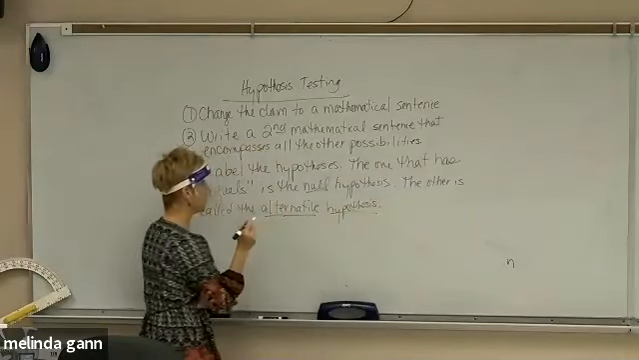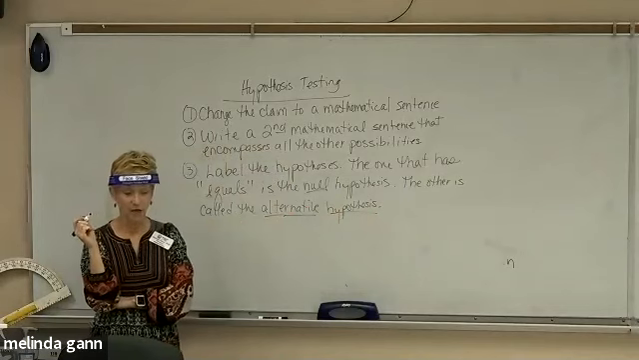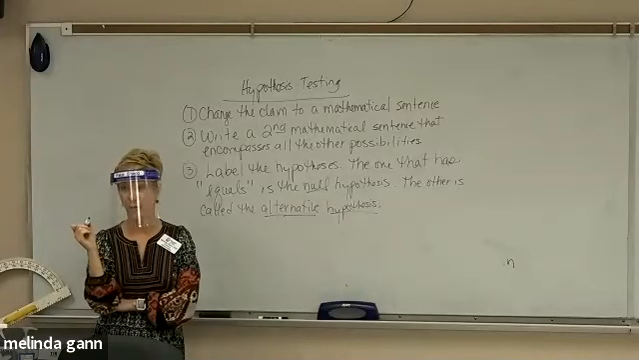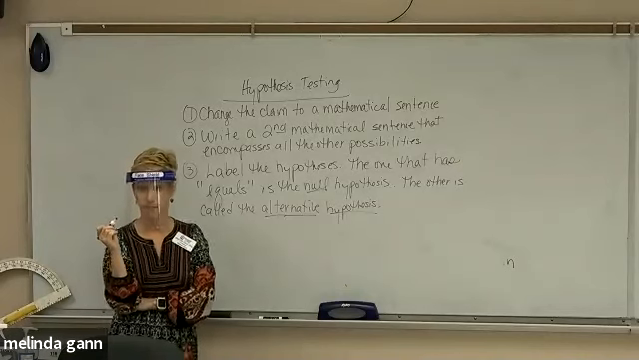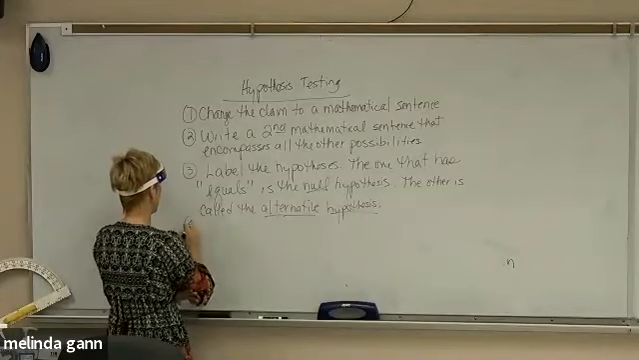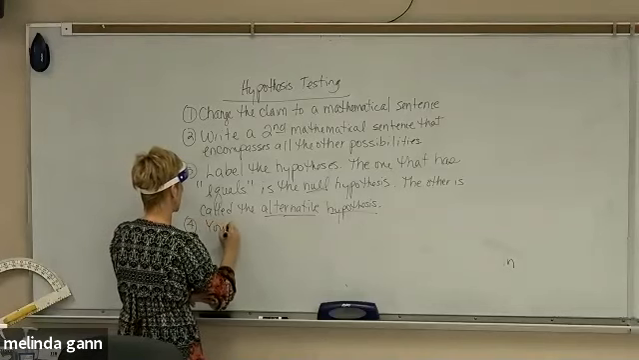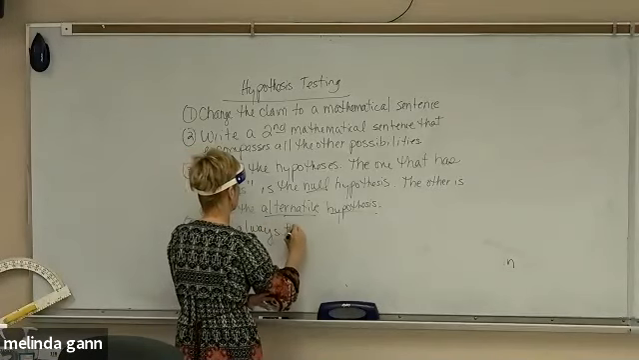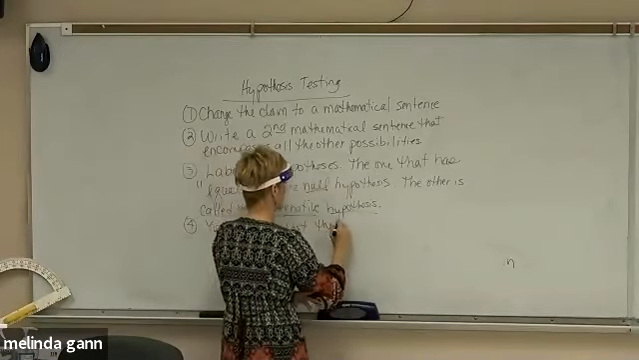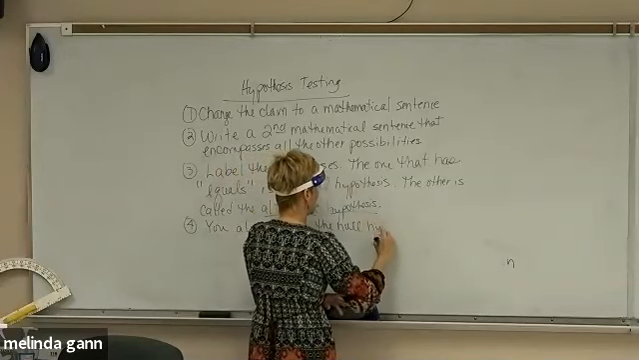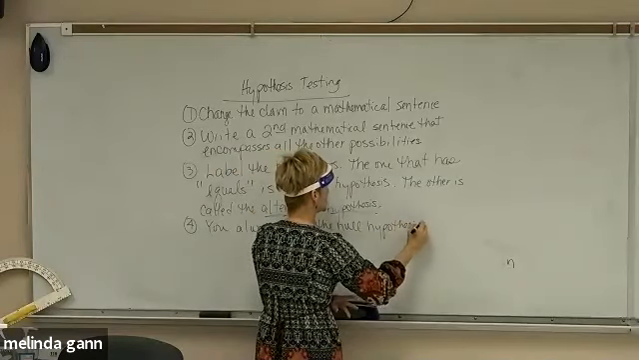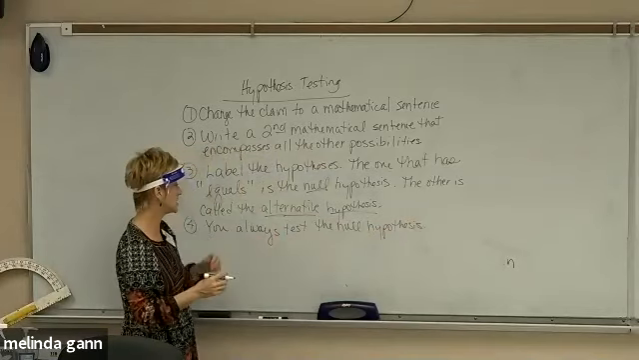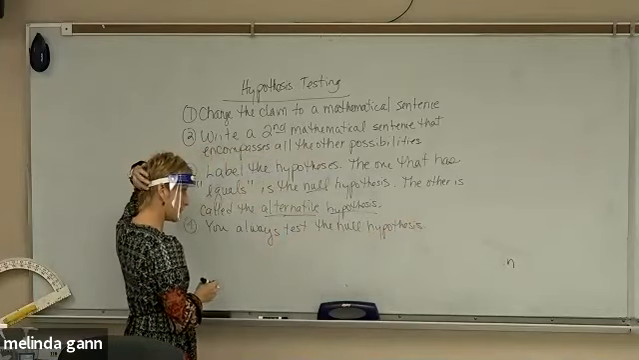Okay. So the one that's got the equals in it is going to be called the null hypothesis. And then the other one is going to be called the alternative hypothesis. Okay. Now, step 4, this is real important. You always test the null. You don't necessarily test the claim. We'll talk about that in a minute. Okay, you'll see what I mean in just a second. You always test the null hypothesis.